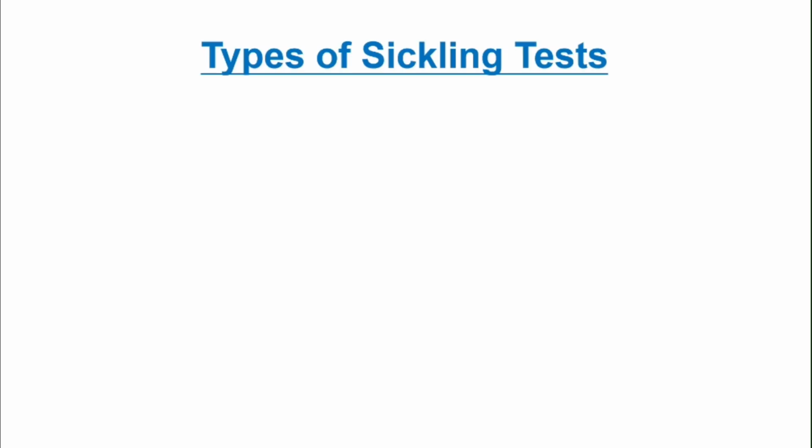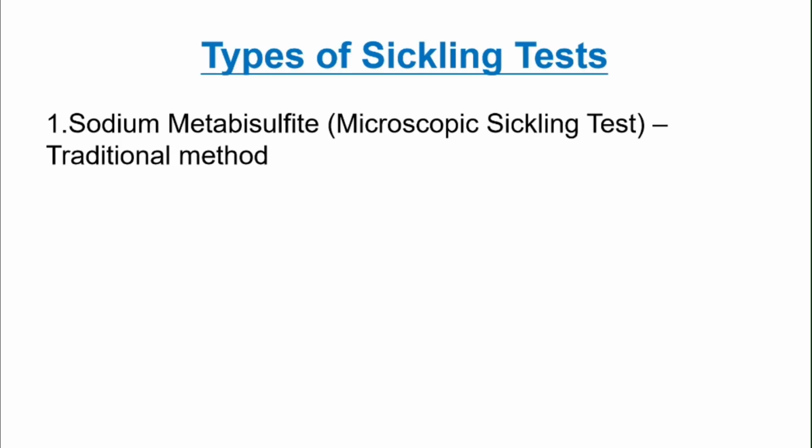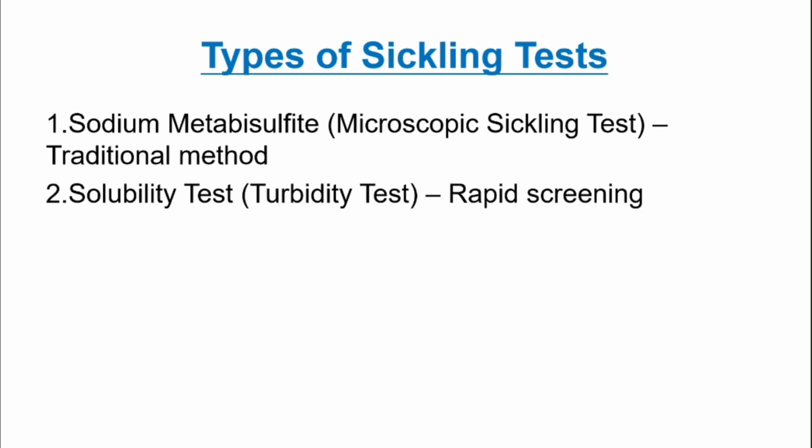And next we'll see the types of sickling test. Firstly, we have the microscopic sickling test using sodium bisulfite, which is the traditional method, and secondly we use the solubility test. Here the turbidity is used for determining the test, which is a rapid screening test.